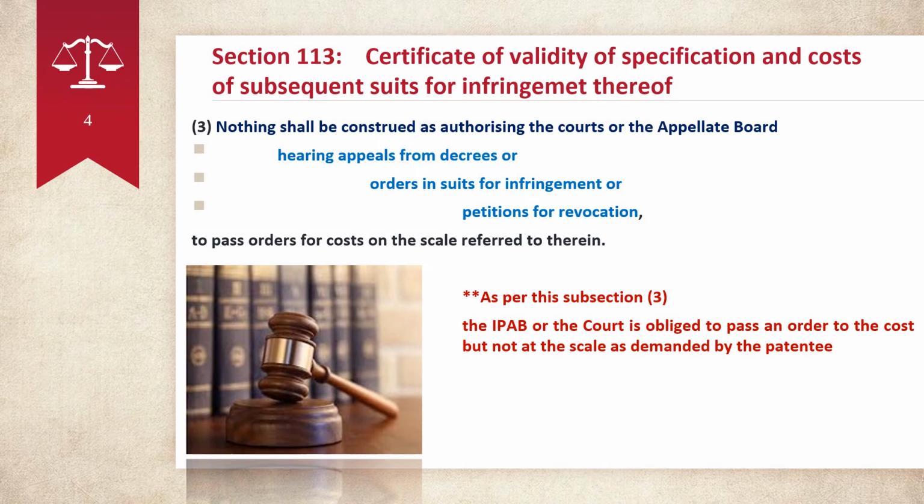Section 113, subsection 3. Nothing shall be construed as authorizing the court or the Appellate Board hearing appeals from decrees or orders in an infringement suit or petition for revocation to pass an order for cost on the scale referred to therein. That is, as per this subsection, the IPAB or the court is obliged to pass an order on the cost, but not at the scale as demanded by the patentee. The court or IPAB will decide the amount.